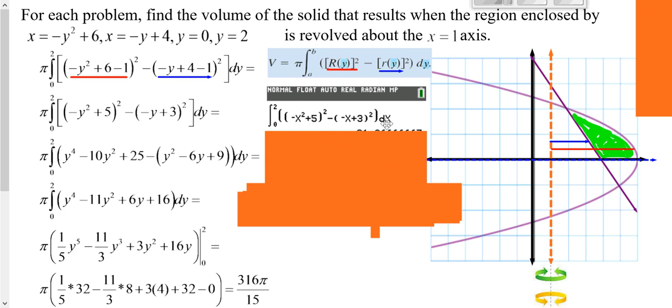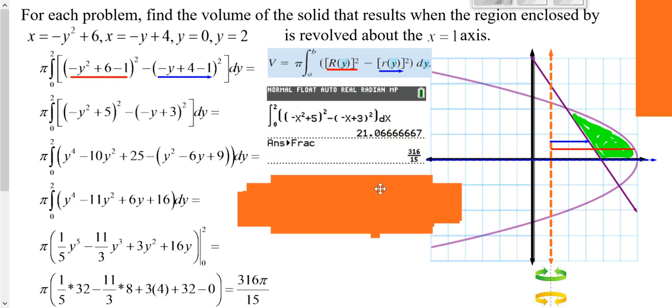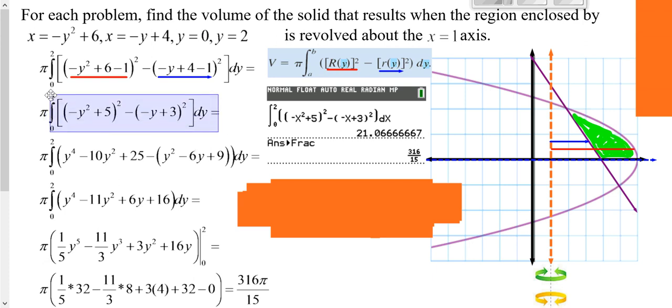Since we're not dealing with roots, it should work out to be nice, so all you do once you get this is hit math and enter to turn it into a fraction. And you'll notice we just typed in this part here without the pi, so you just have your fraction from your calculator with a pi on it. So that's an easy way for you to check your work.